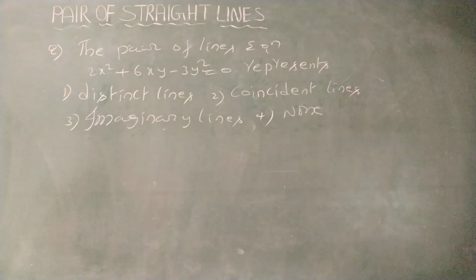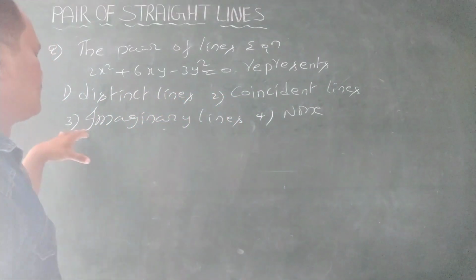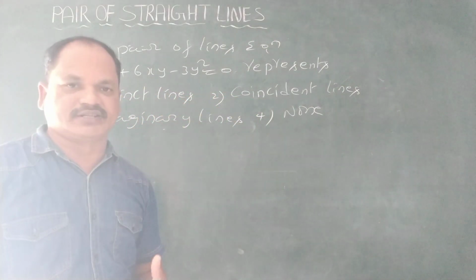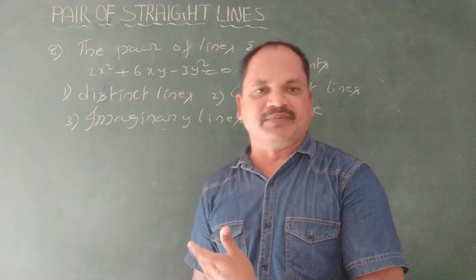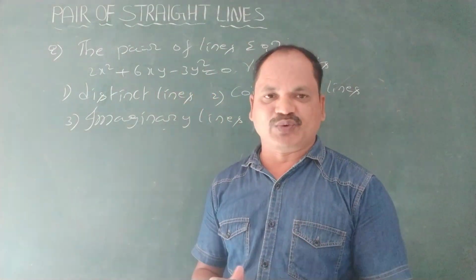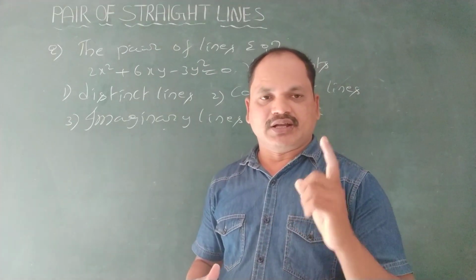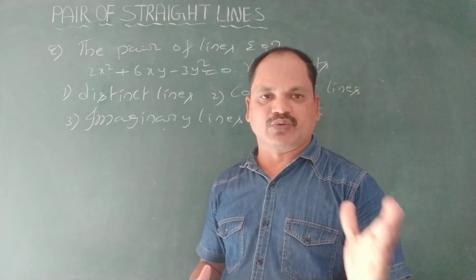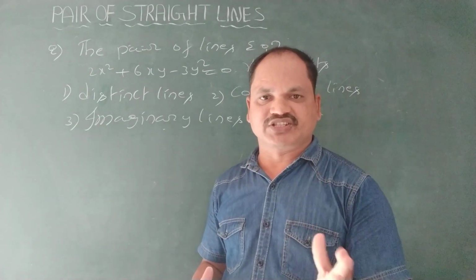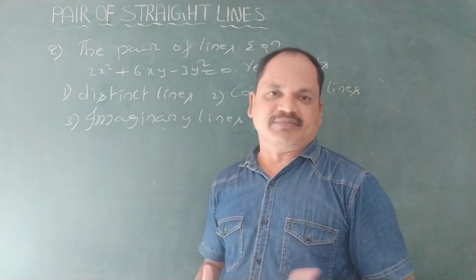Yes, observe. The options are distinct lines, coincident lines and imaginary lines. We know these properties depend upon the nature of the pair of lines. What is the nature of the pair of lines? That depends upon h square minus ab. If h square minus ab is equal to 0, coincident lines. If h square minus ab is positive, distinct lines. If h square minus ab is negative, then imaginary lines.